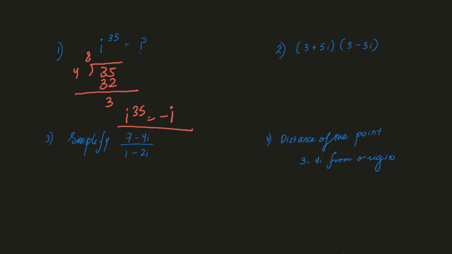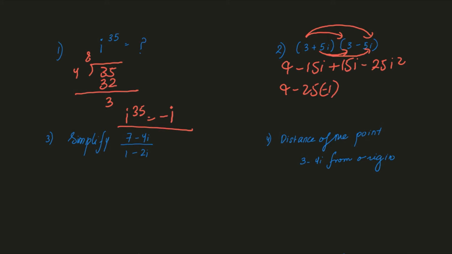So let's look at the next question. This is just simple multiplication. 3 times 3 is 9 minus 15i plus 15i minus 25i square. This is how we did it. We're going to multiply 3 with 3, then 3 with minus 5i, then 5i with 3, and then 5i with minus 5i. So i square is minus 1, so 9 minus 25 times minus 1, and the middle terms are going to cancel out. So you get 9 plus 25, which is 34. So this is your answer.